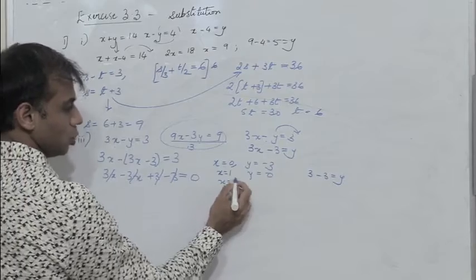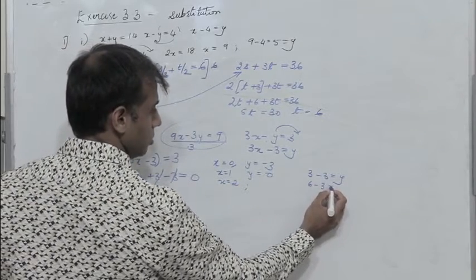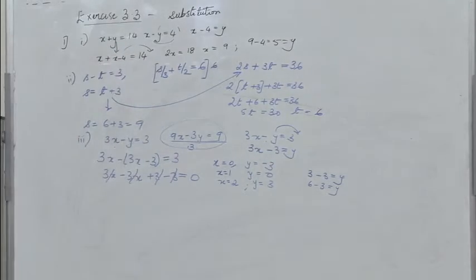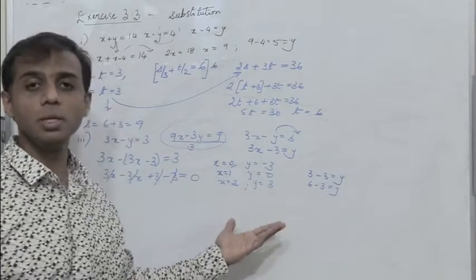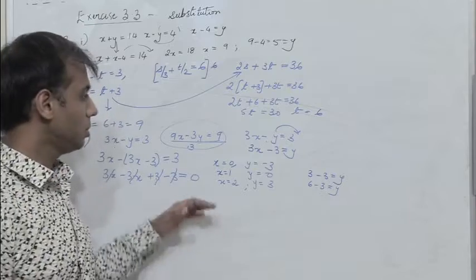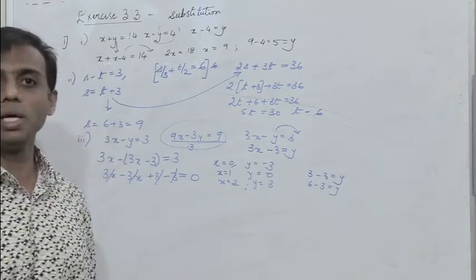If x is 2, then I have 6 minus 3 is equal to y. So y is equal to 3. So like that, if I take different values of x, I get different values of y. So how many possibilities do I have? I have infinite possibilities. So the number of solutions, the number of values of x and y would be infinite.